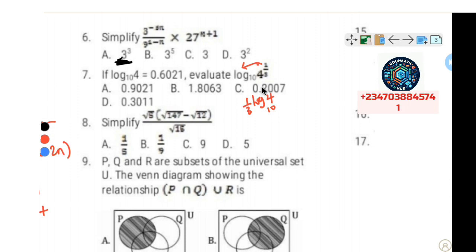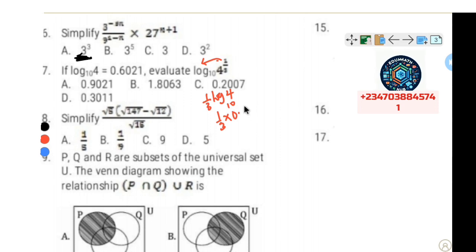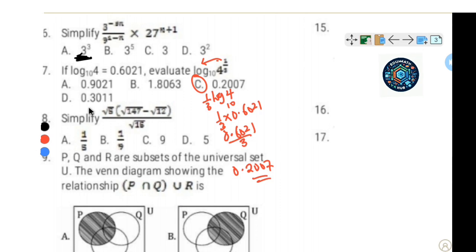So log of 4 to base 10 is already in the question. Look at it here, 0.6021. So don't write this again. Just write 1 over 3 times 0.6021. Then from there, let's divide 0.6021 by 3. If you divide that, you're dividing 0.6021 by 3, so that will give you 0.2007. So this is the answer here. Don't forget, at this point you can use your calculator on your screen. Okay, now move to the next question.